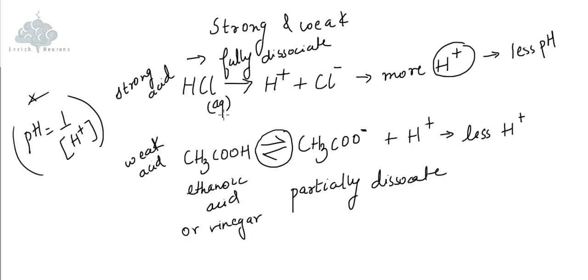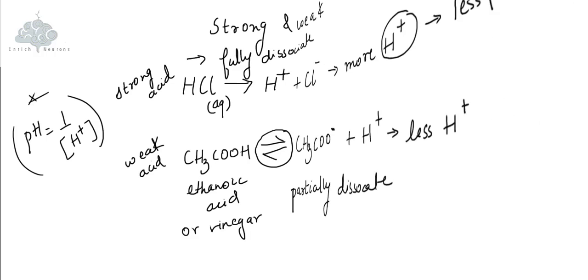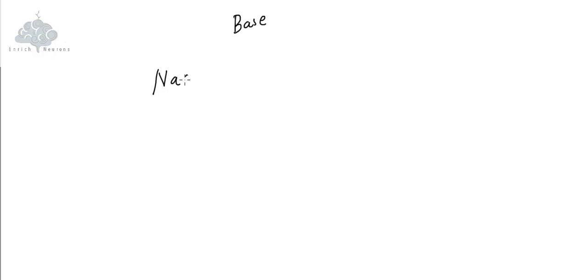So now we would be talking about bases. Bases would also be the same case. When I talk about a weak base, it would be dissociating less, and when I talk about a strong base, it would be dissociating more. So I would just show you that quickly. This here is an example of NaOH, which is a strong base.